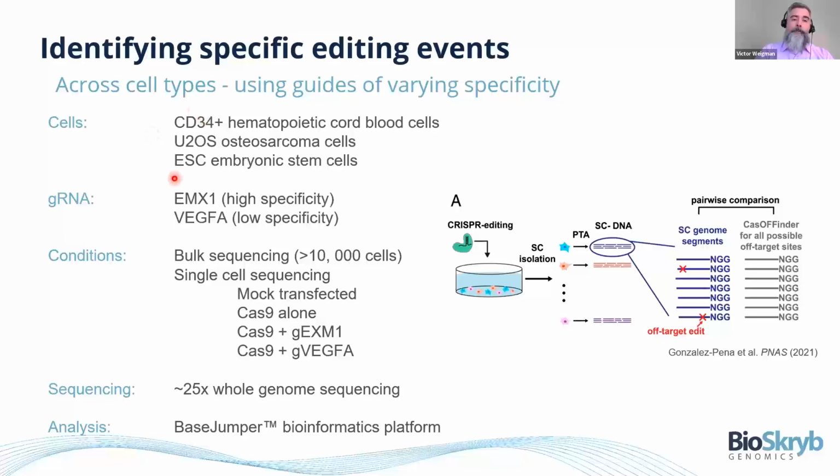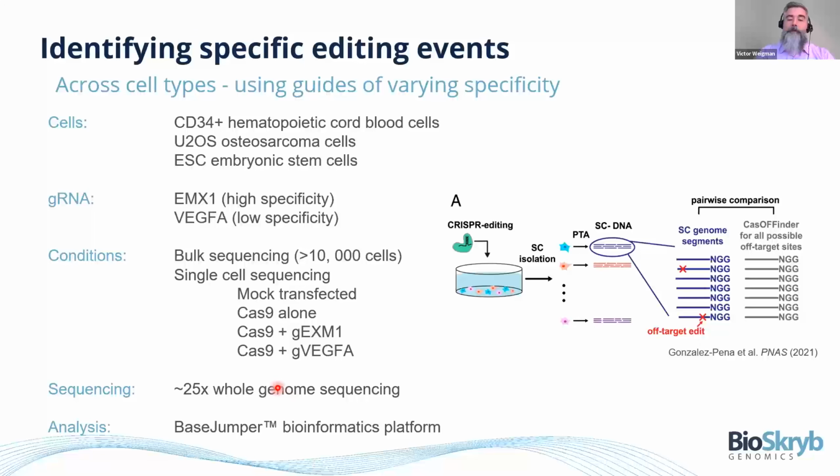So what was done is we have 3 different cell types, cell lines: CD34 hematopoietic cord blood cells, U2OS osteosarcoma cells, and ESC embryonic stem cells. With those, they were either treated with a highly specific guide, EMX1, or a less specific guide, VEGF-A. The conditions that we returned sequencing data for are bulk sequencing, which had greater than 10,000 cells, and we did single cell sequencing on the rest, some that were mock transfected, some that had Cas9 without the guide, and the other 2 sets, of course, had the guides I described earlier.